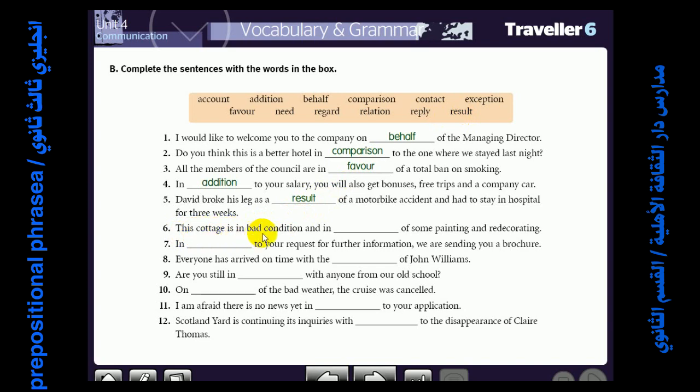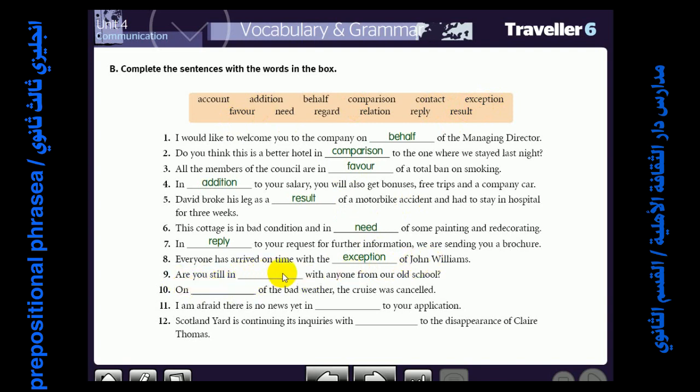This cottage is in bad condition, في حالة سيئة, and in need of some painting and decorating. طبعا في حاجة لـ painting and decorating. Okay, good, in need of في حاجة لـ. In reply to your request for further information, in reply to, ردا على your request for further information, we are sending you a brochure. Everyone has arrived on time with باستثناء, with, yes, with the exception of. This is باستثناء of John Williams, with the exception of.